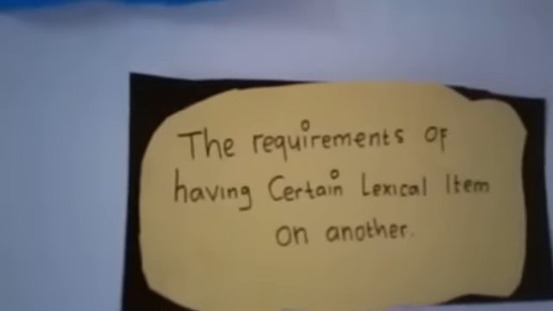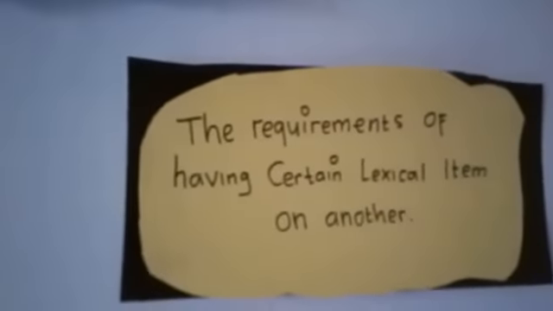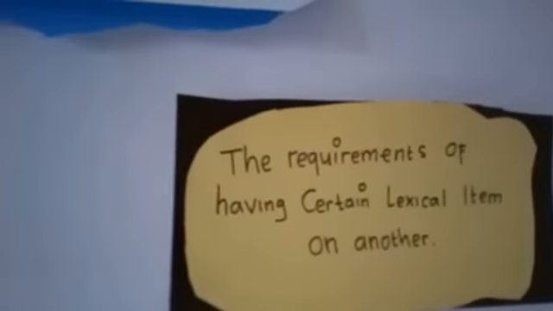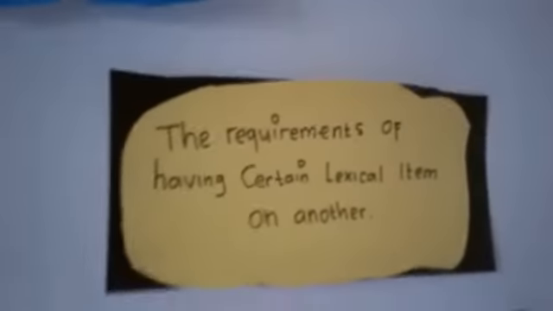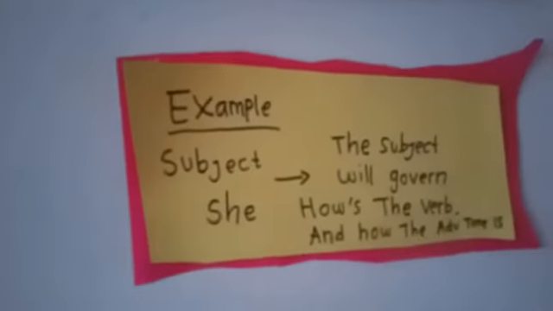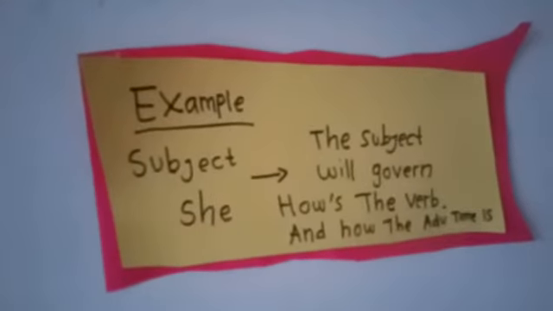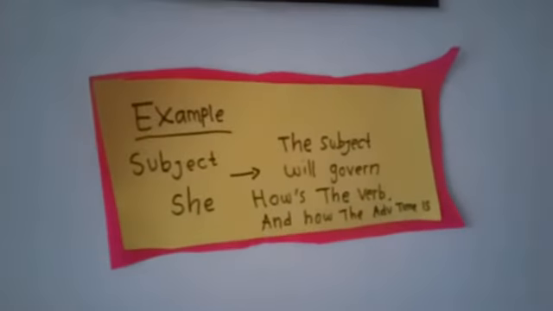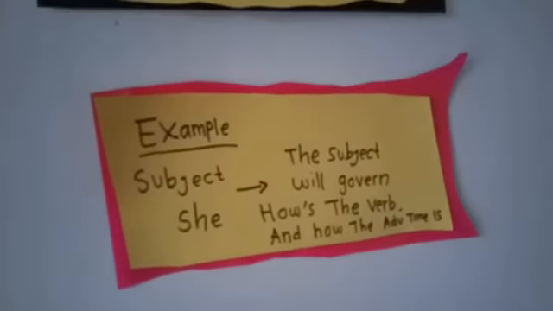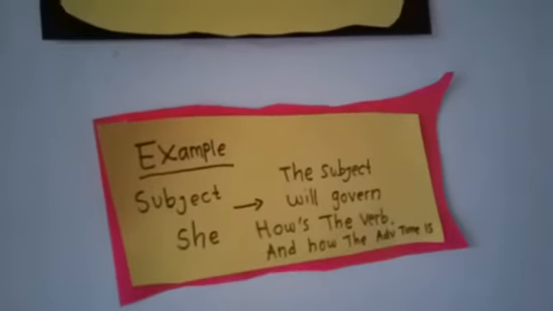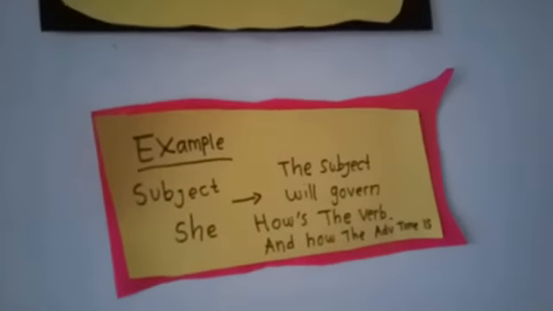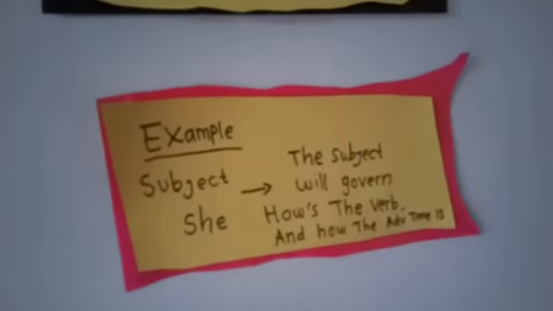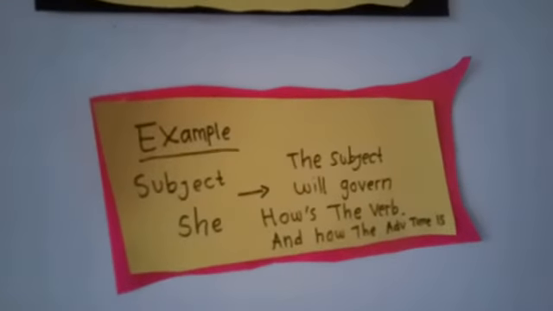So how about government? It is the requirement of having a certain lexical item on another. To make this definition clearer, let's go to the example. For example, I make the example of the subject she here. This subject, that we have already chosen, she, will govern how the verb and how the adverb of time is. So the subject rules what will go on in the grammar.